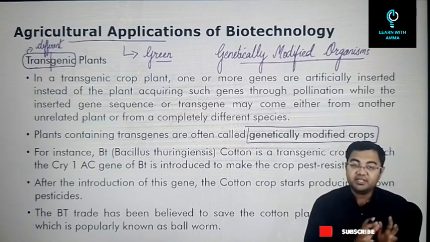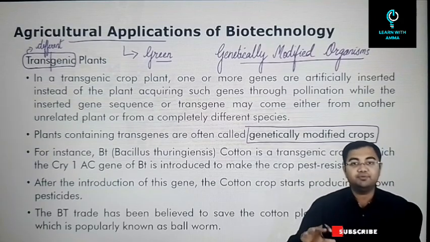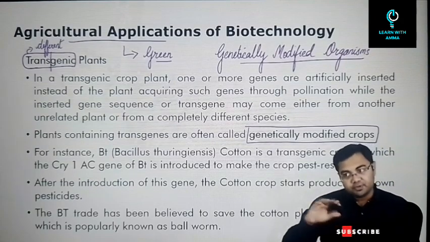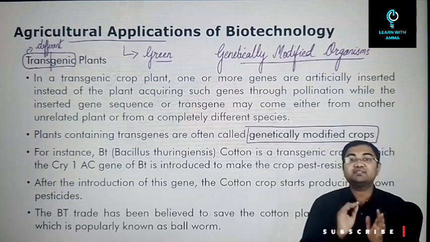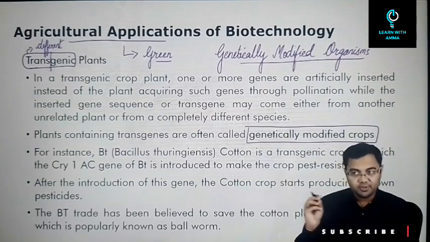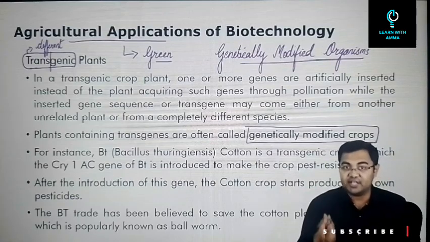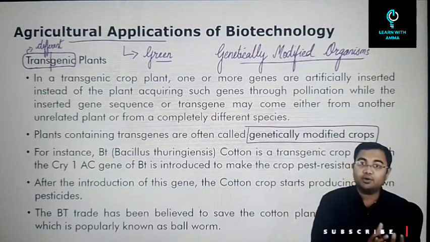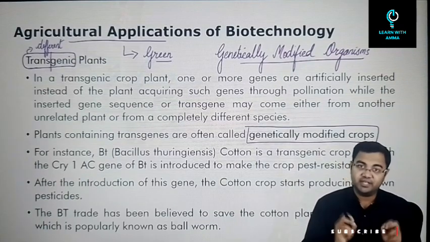So what happens in a transgenic crop is that there are one or more genes coming not from this plant, but from some other plant or some other animal or a microbe or something else, meaning that it is coming from some other organism altogether. Because that gene has come from some other organism, that gene is called a transgene, and that's why such a crop which has another gene from another organism is called a transgenic crop.